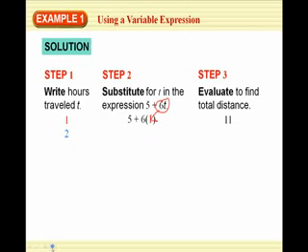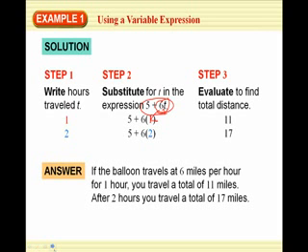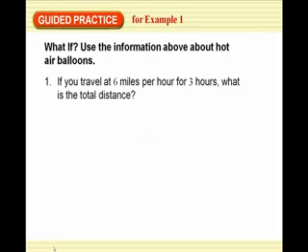We do the same thing with the 2 hours. Remember, they gave us this expression. We didn't have to write the expression. They gave us this expression, and all we did was figure out what to put in for t. And they told us that too. So this one's going to be 5 plus 6 times 2 this time. Multiply before you add, you get 12. 12 plus 5 is 17. So if the balloon travels at 6 miles an hour for 1 hour, you travel 11 miles. For 2 hours, you would travel 17 miles.